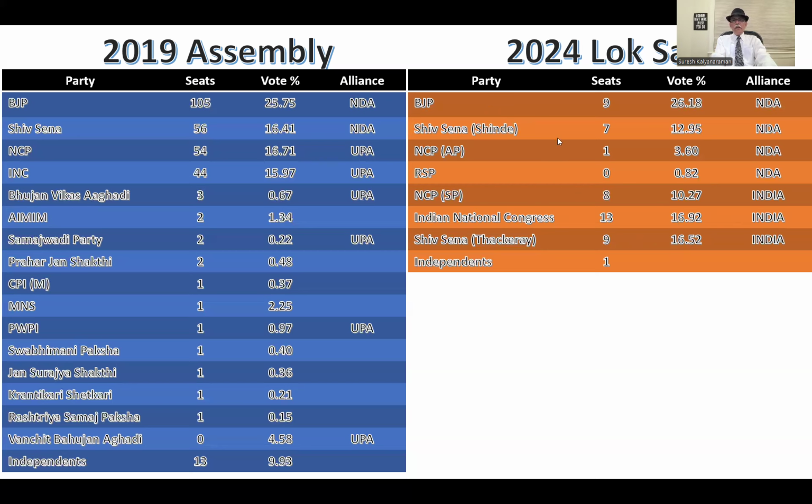As you can see, BJP did lose a significant number of seats in the Lok Sabha elections, but now we are looking at assembly elections in November 2024, so we do not know exactly how this will turn out. So moving on.